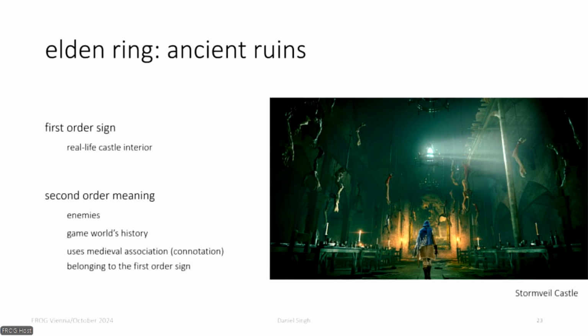In this case, I'm using Roland Barthes' theory. We have the real-life castle interior, which would be the first order sign. And this is placed in the game, but it gets a new history. It gets new enemies. It shows that the game has a history. It also uses the medieval connotation, if you want to use Eco's term here. It uses the medieval connotation of its original, but it gives it a new history.